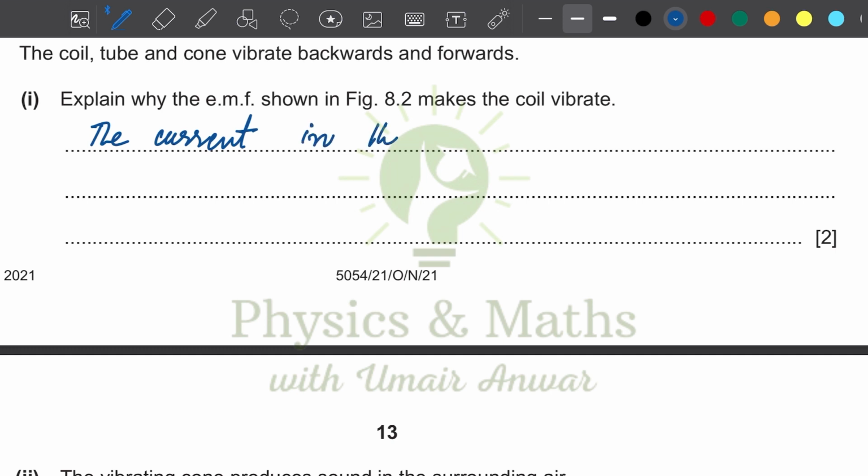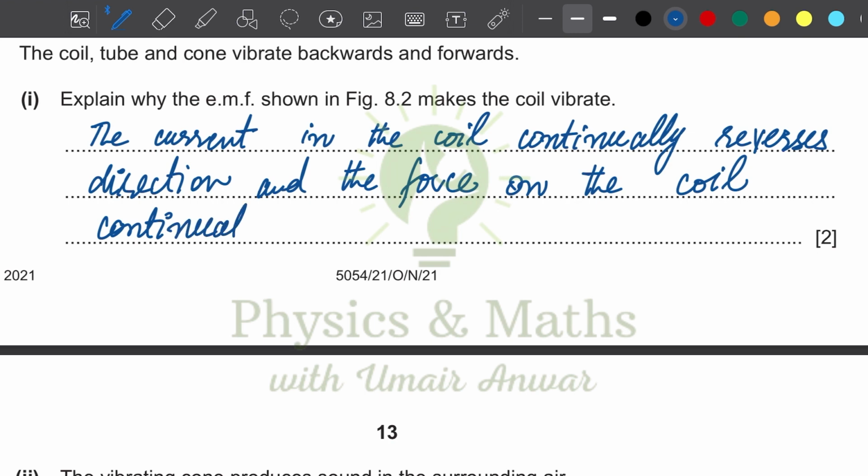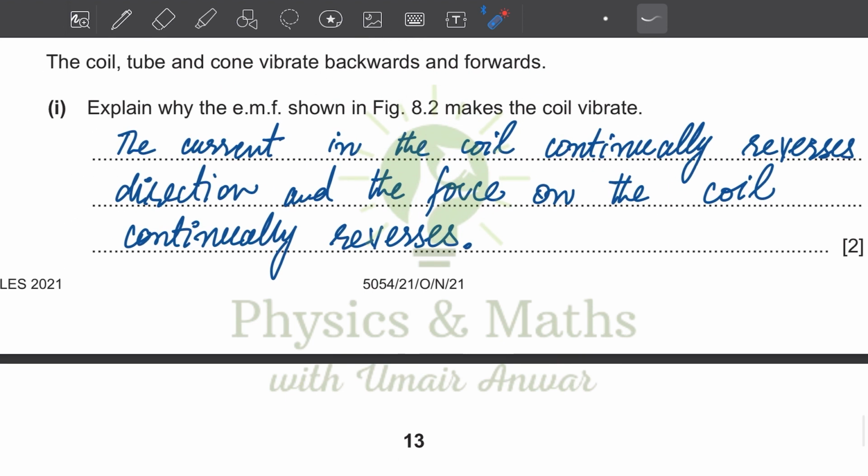in the coil continuously reverses direction, and the force on the coil continually reverses. So when there is a force in one direction, it might move forward. When there is a force in the opposite direction, it might move backwards. That is why this whole arrangement is moving or vibrating backwards and forward.